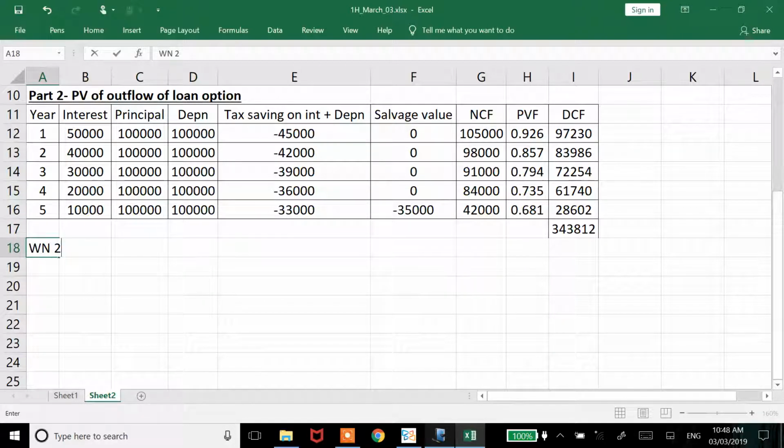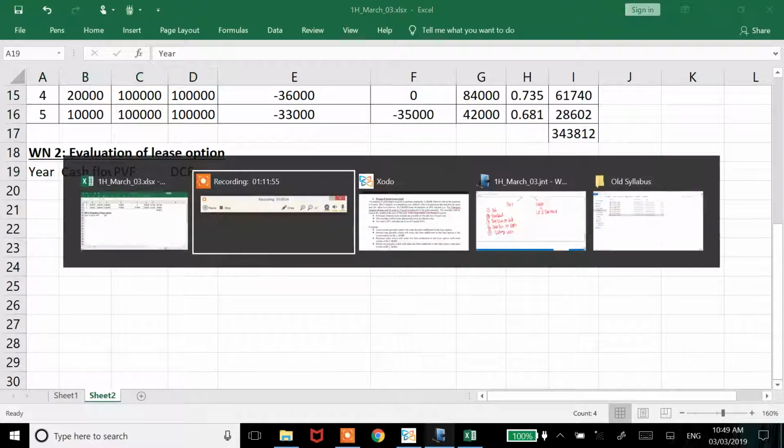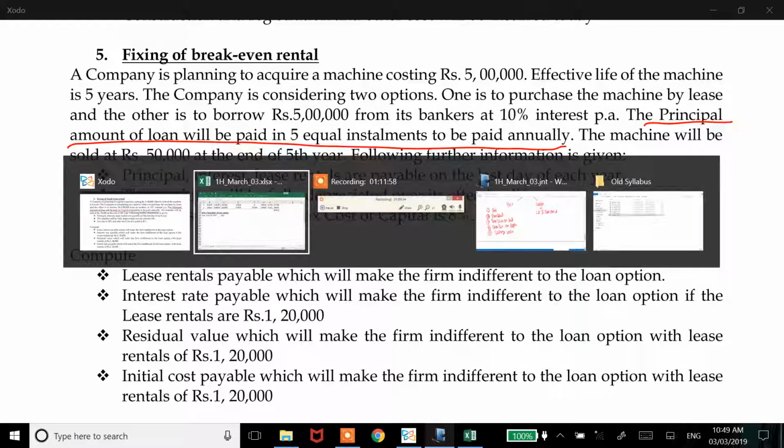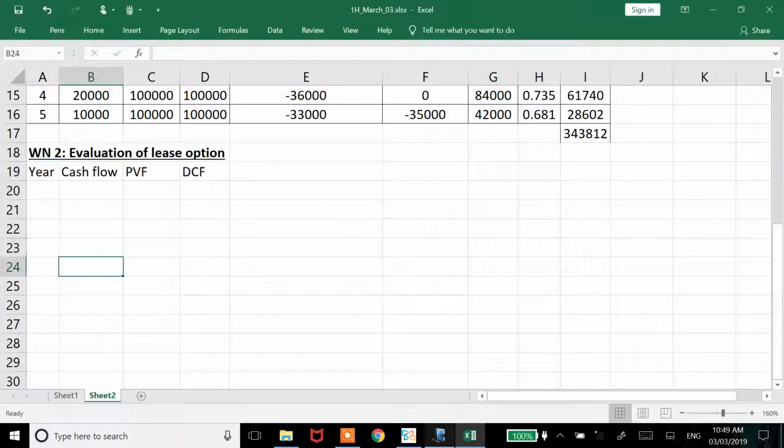Next, working note 2, evaluation of lease option. Lease is very simple. Year, cash flow, PVF, DCF. Any doubts on 343,812? Okay, is the lease rental given in the question? What did I mention? Lease rent which will make the firm indifferent to the loan option.